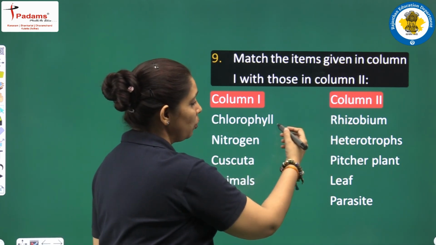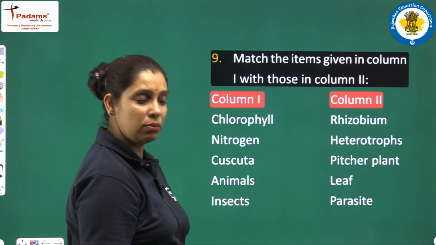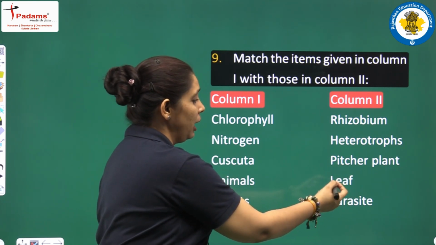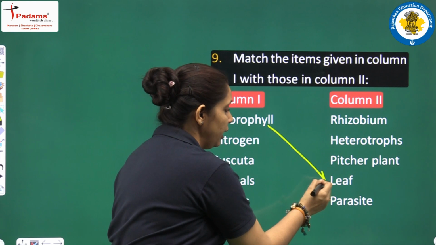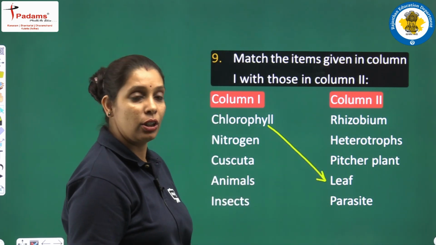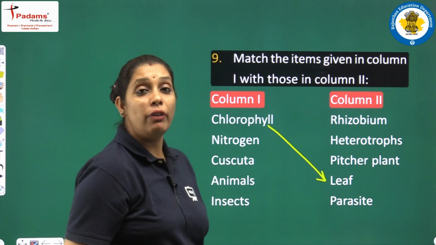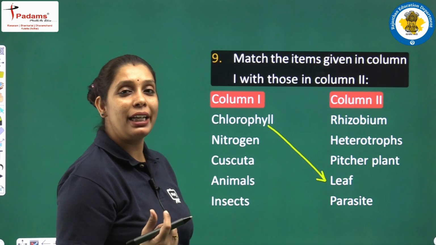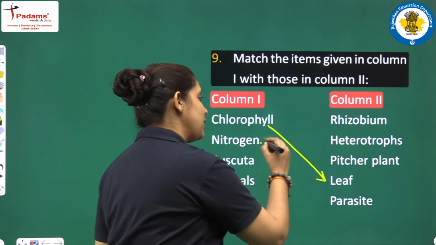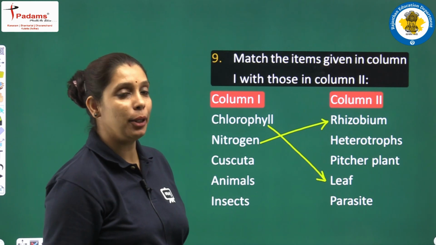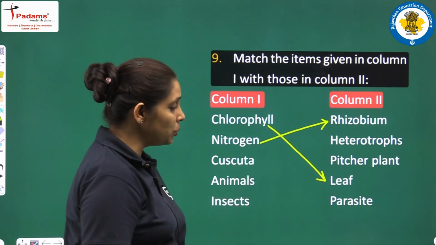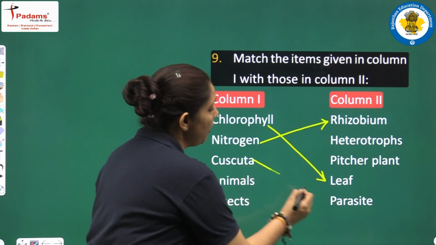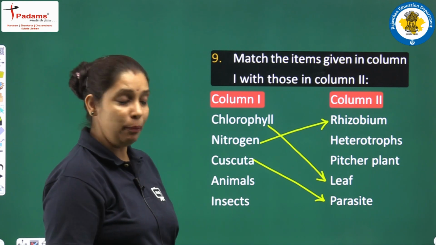Read column 2. Does chlorophyll resemble rhizobium? No. Heterotrophs? Not exactly. Pitcher plant? Yes, it may be. Leaf? Yes. This is the correct answer. Next one, nitrogen. Whenever we talk about nitrogen, instantly a word comes to our mind, that is rhizobium. So the right answer is rhizobium. Okay. Next one is Cuscuta. What is Cuscuta? Another name is Amar Bale. It is a parasite. Okay.